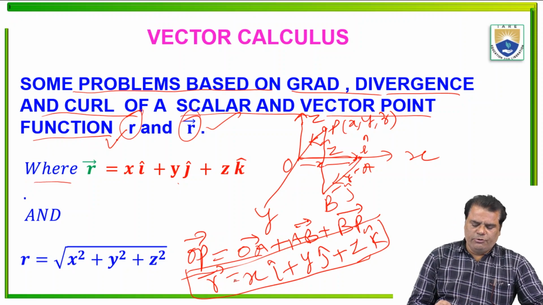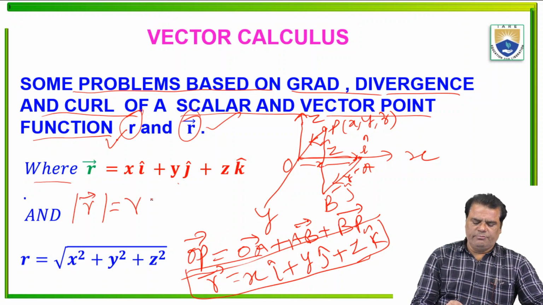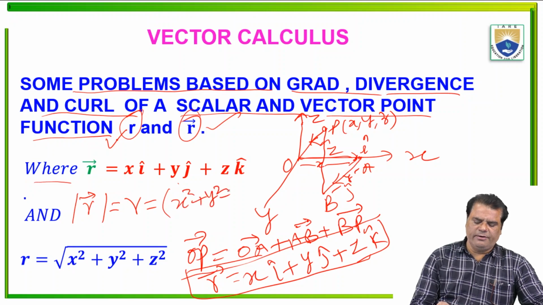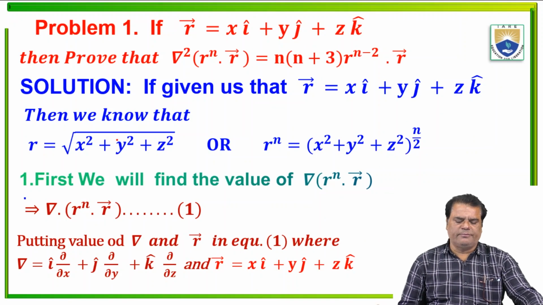Now, the modulus of r vector. The modulus of r is converted into a scalar. The modulus of r vector means the square of the coefficient of i, which is x. So it is x square plus y square plus z square, to the power half. This is the scalar point function.